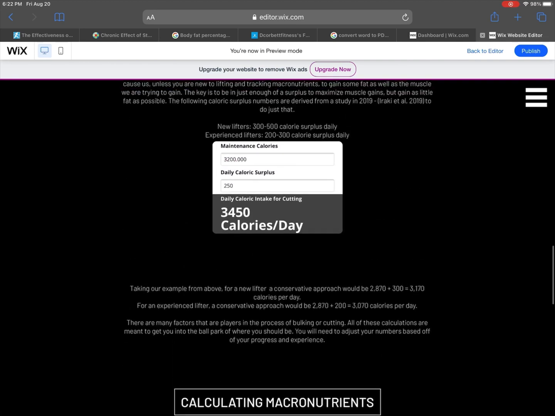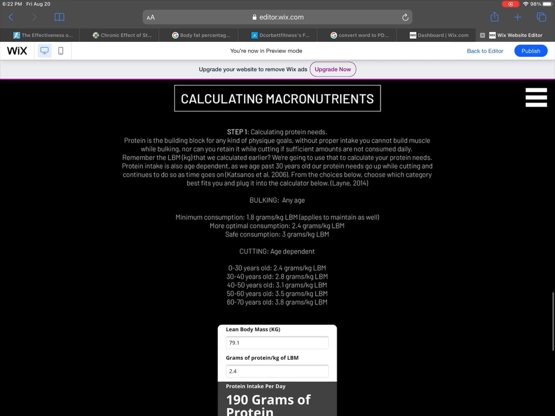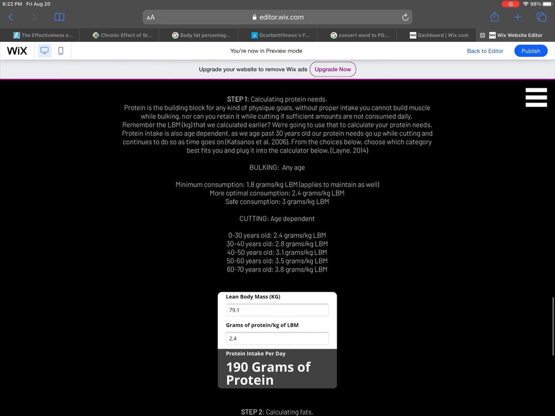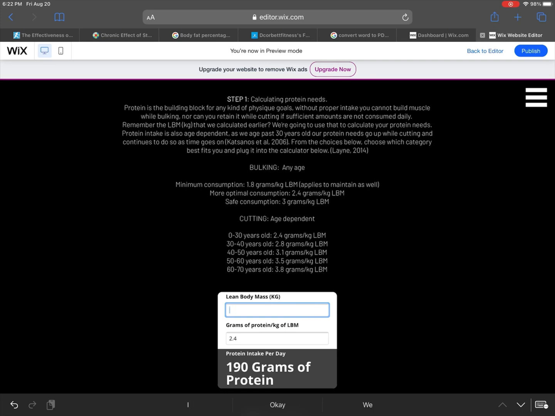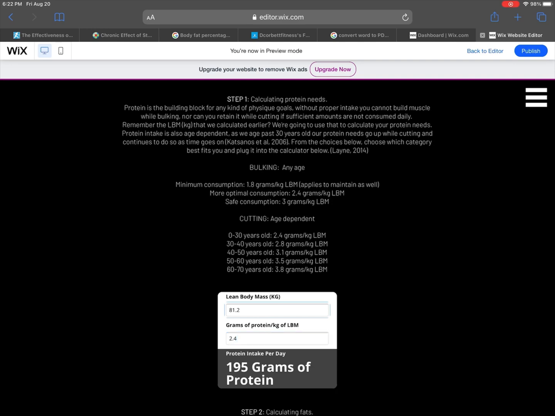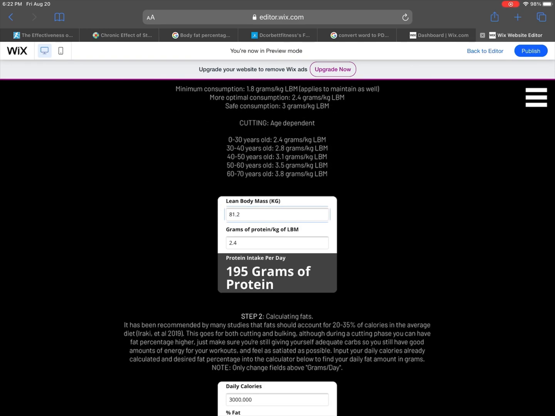So now we're going to go ahead and calculate macronutrients. I'm going to do this bulking phase of 3,450 calories. I know my lean body mass is about 81 kilograms. I'm between 0 and 30 years old, so I put in 2.4 grams per kilogram of lean body mass. So 195 grams of protein is what I should be eating per day.